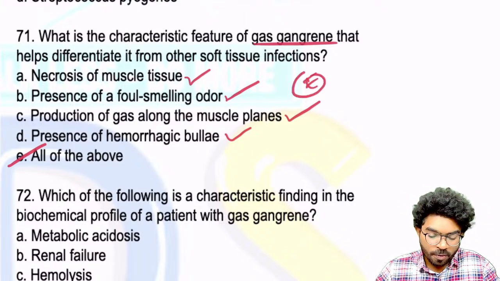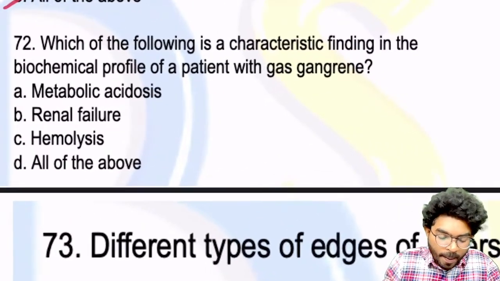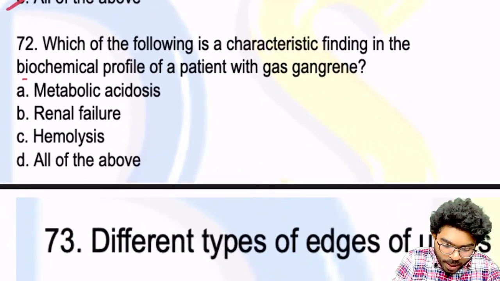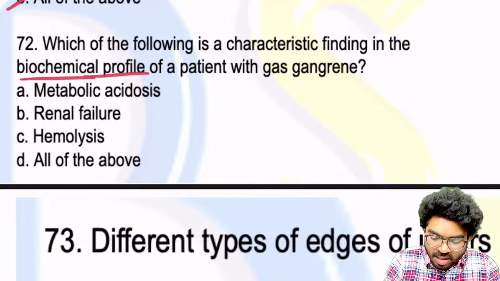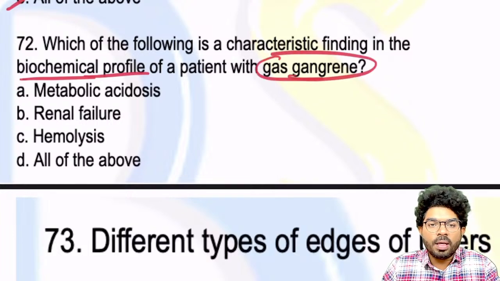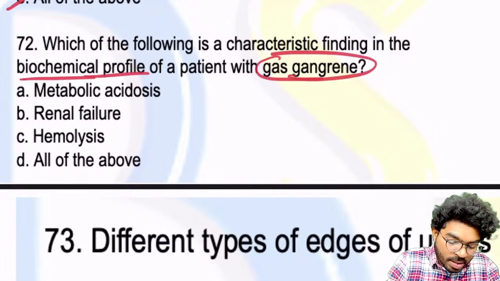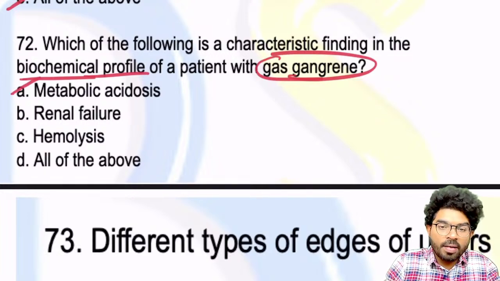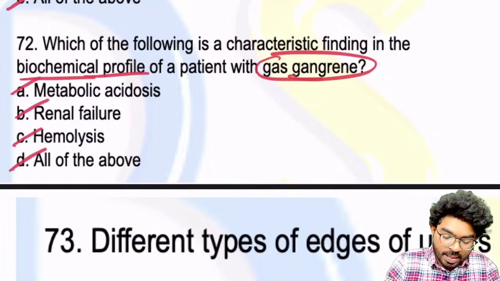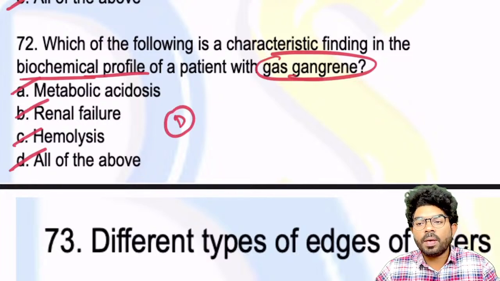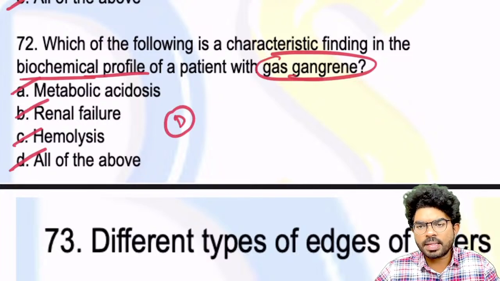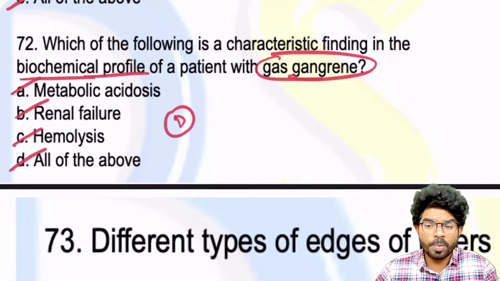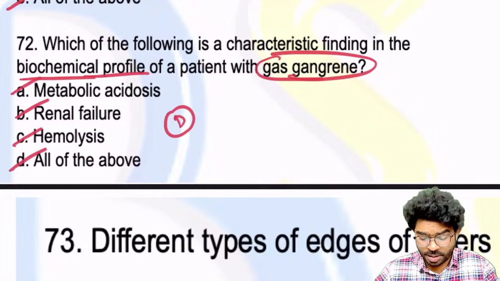The next one: which of the following is a characteristic finding in the biochemical profile of the patient who is suffering from gas gangrene? You will be having metabolic acidosis, respiratory failure, and hemolysis. The answer is D. Top to bottom about gas gangrene is covered in your smart videos, and I hope you're done with the topic of infections.